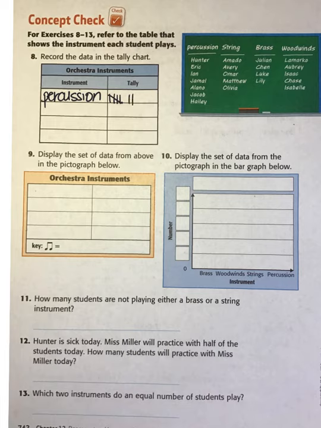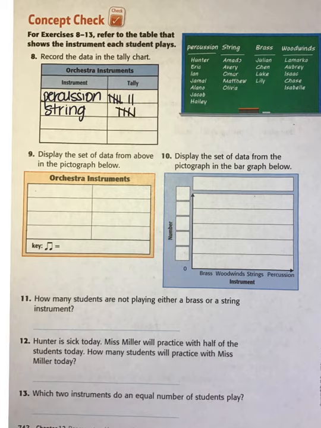Okay, our next instrument is the string. So the string instruments, we're going to count how many we have over here. 1, 2, 3, 4, and 5. So we're going to give 5 tally marks. 1, 2, 3, 4, and 5.